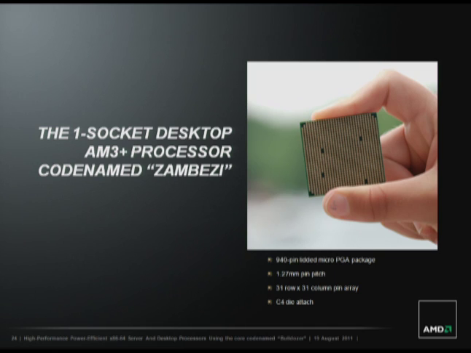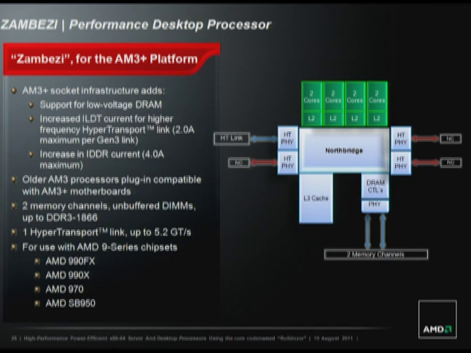So the first one is going to be an AM3 plus processor. This is called Zambezi. This is the desktop part. So it looks very similar to the AM3 part. The differences to highlight versus the previous AM3 designs: it's got a little higher DDR and HyperTransport voltage and current requirements. Basically, this has got to support a higher frequency than AM3 supported. We go up to 5.2, and that's above the limit of the AM3 infrastructure. The DDR goes up to 1866, and that's also higher than the AM3 infrastructure.